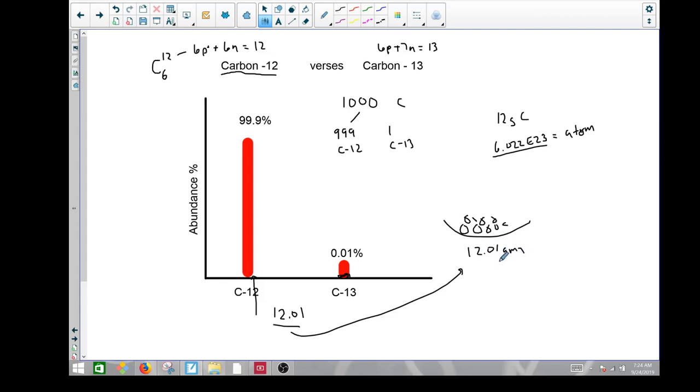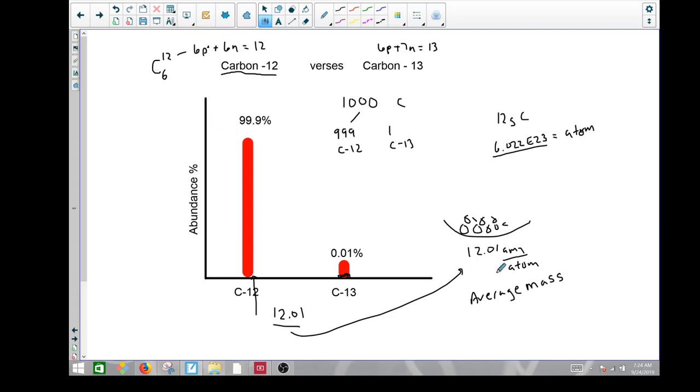And that would be AMUs per atom. Now again, this is what we call an average. You might see a couple different ways it's worded. It'll be called the molecular weight, or the average mass. Average mass, we'll go with that for today. You've got to be able to discern the different vernaculars that people use. All right, so that's carbon.